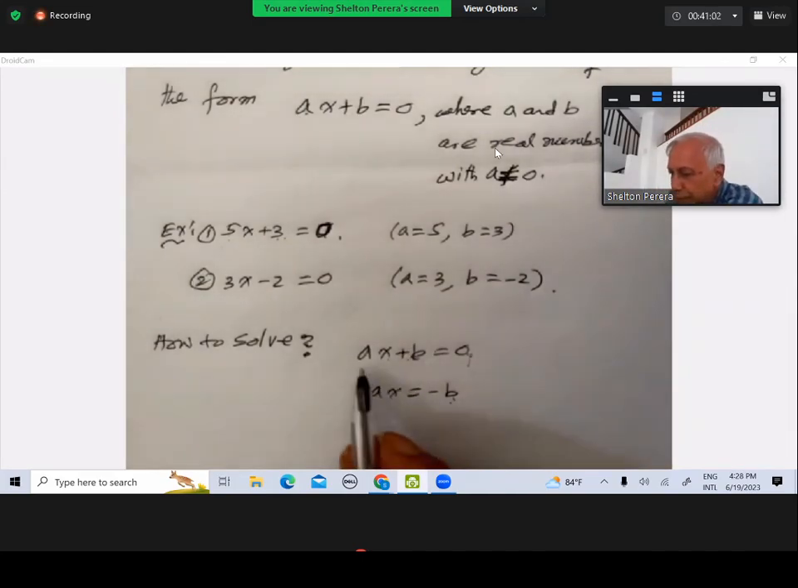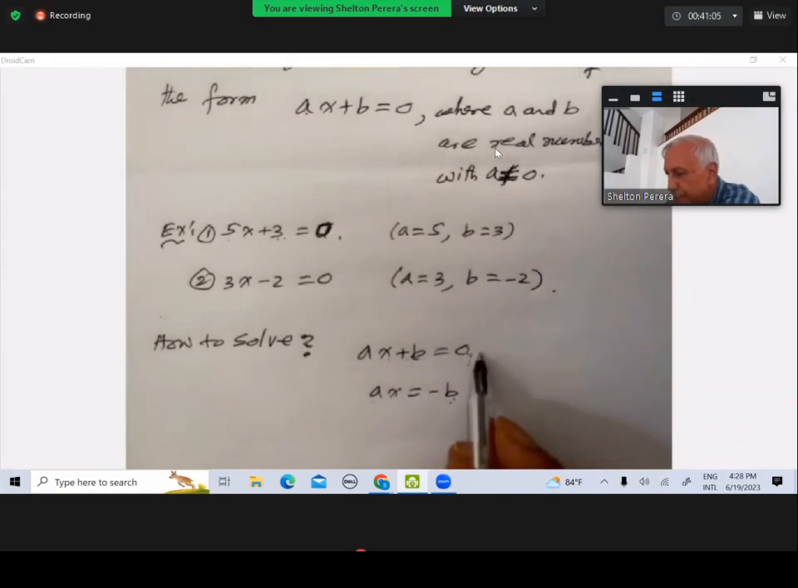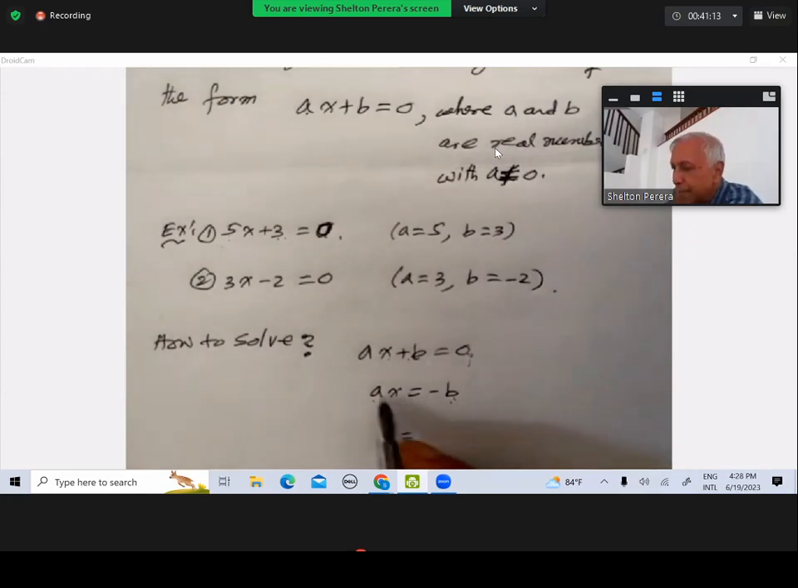So the x values that satisfy this equation are the same as x values satisfying this equation. So it's an equivalent statement. Then we take x, divide by a: a times x equals minus b, divide by a.